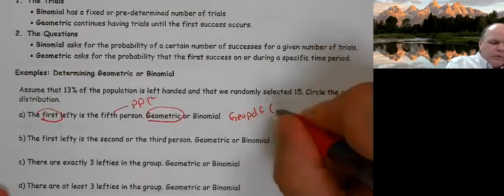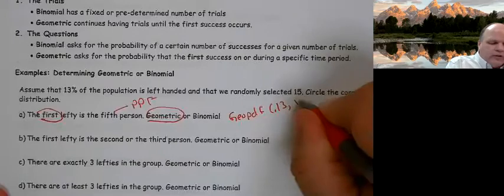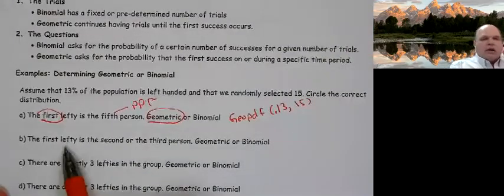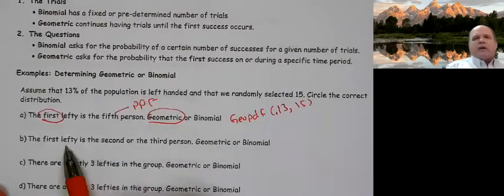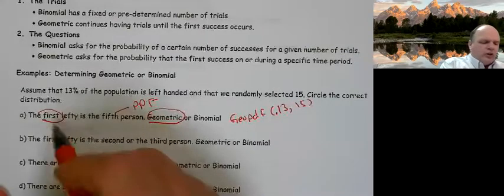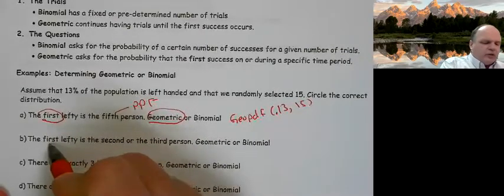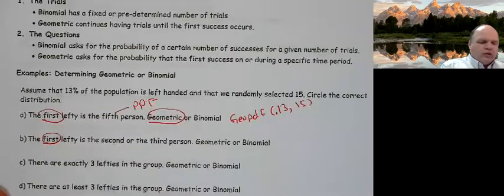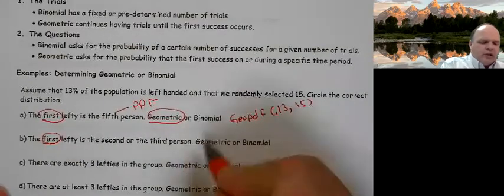All right. So our p-value is 0.13, and our X is 5. We can go ahead and solve it, but I'm not going to do that at this point. The first lefty is the second or third person. So in this case, we see the word first, which lets me know that it's a geometric.